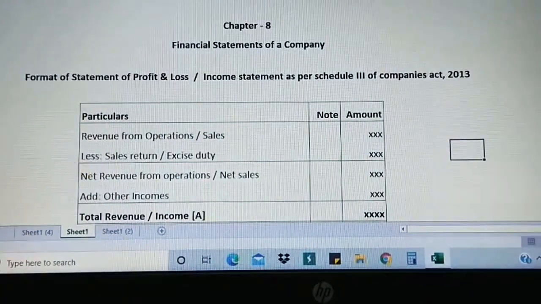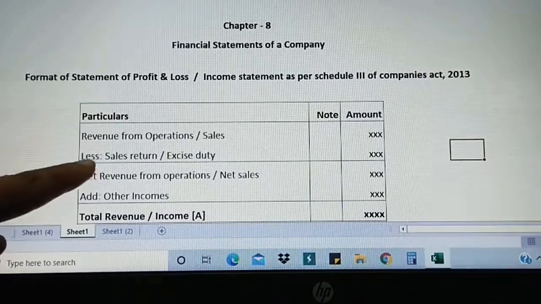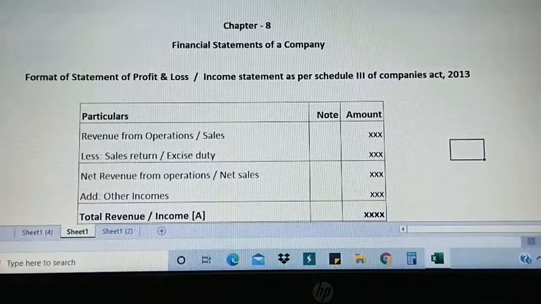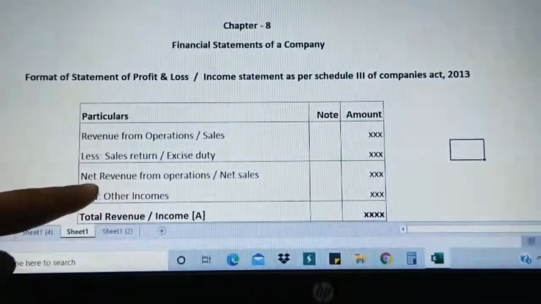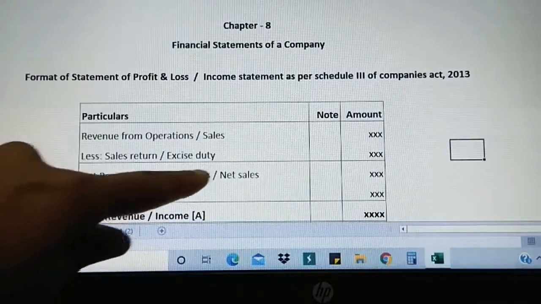And from this, if you have made any returns, which means if the customer has returned back the goods which you have sold, you have to minus the value because it cannot be treated as an income. So always you have to less the sales returns or any excise duty you have paid on sales against sales. So you have to minus that value because that has to be reduced from your overall income. So after that, whatever total you get, it is treated as net revenue from operations or net sales.